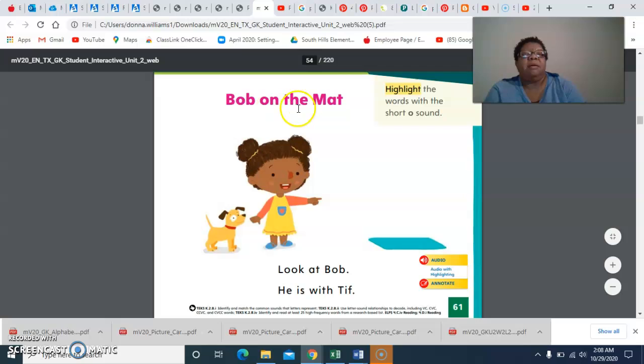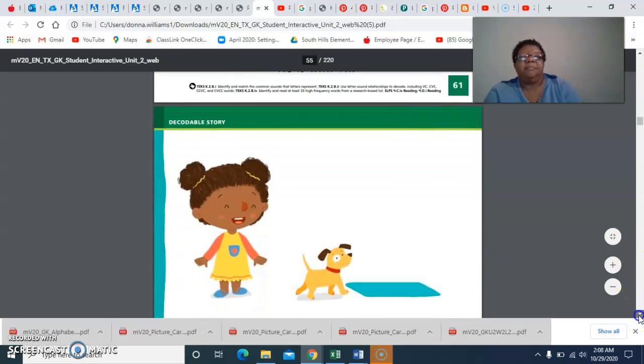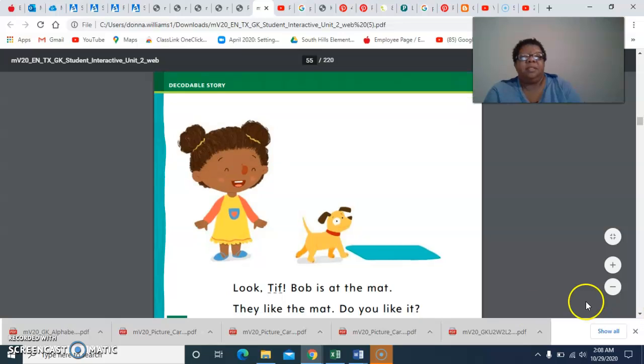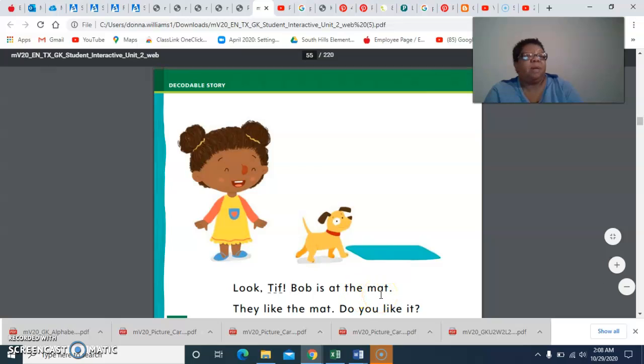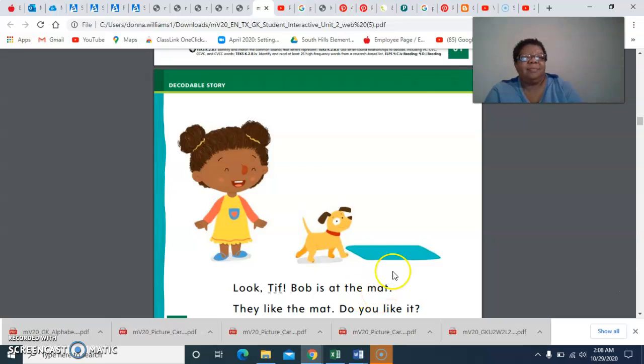Bob on the mat. It says, look at Bob. He is with Tiff. And so capital T, that means that's her name. Look, Tiff. Bob is at the mat. So who's Bob? That's her dog.